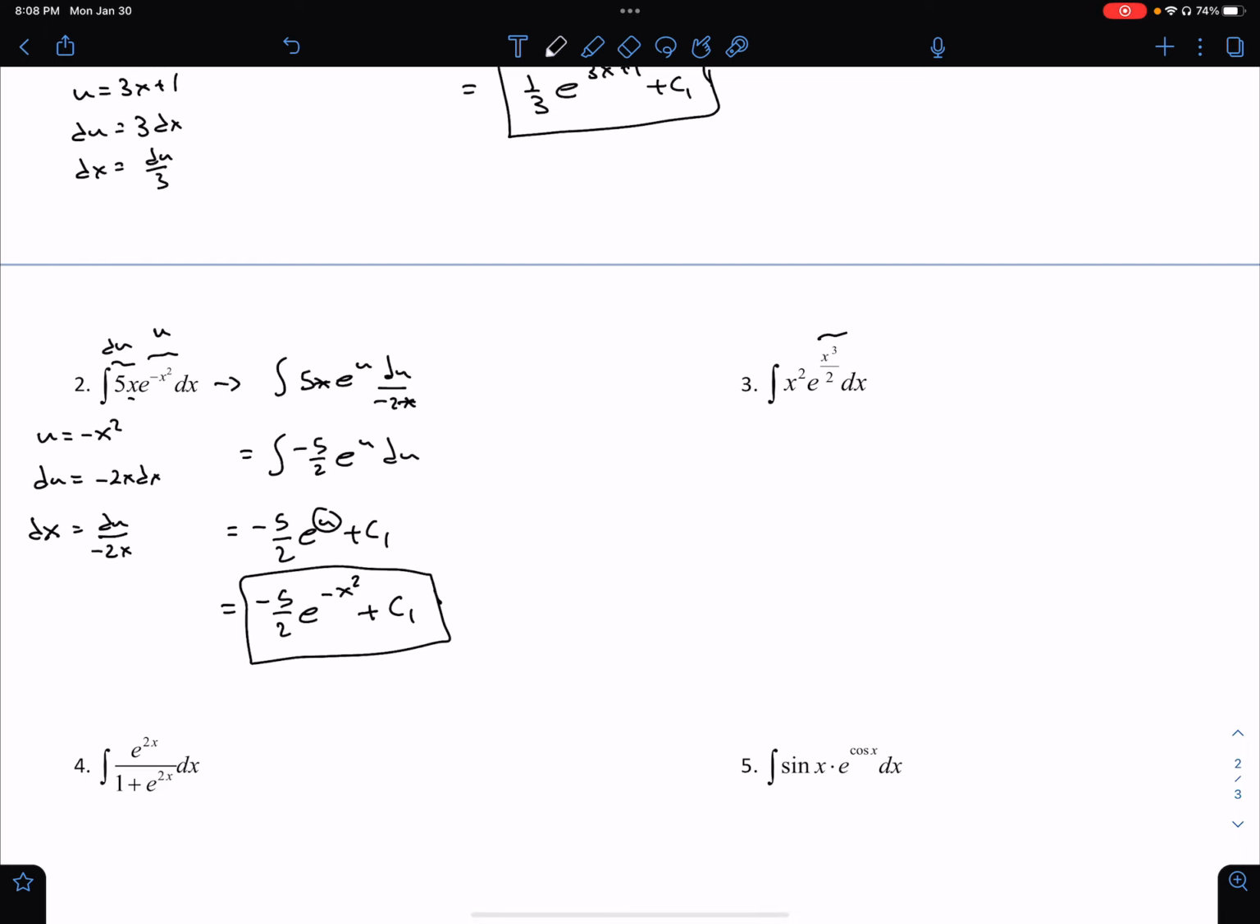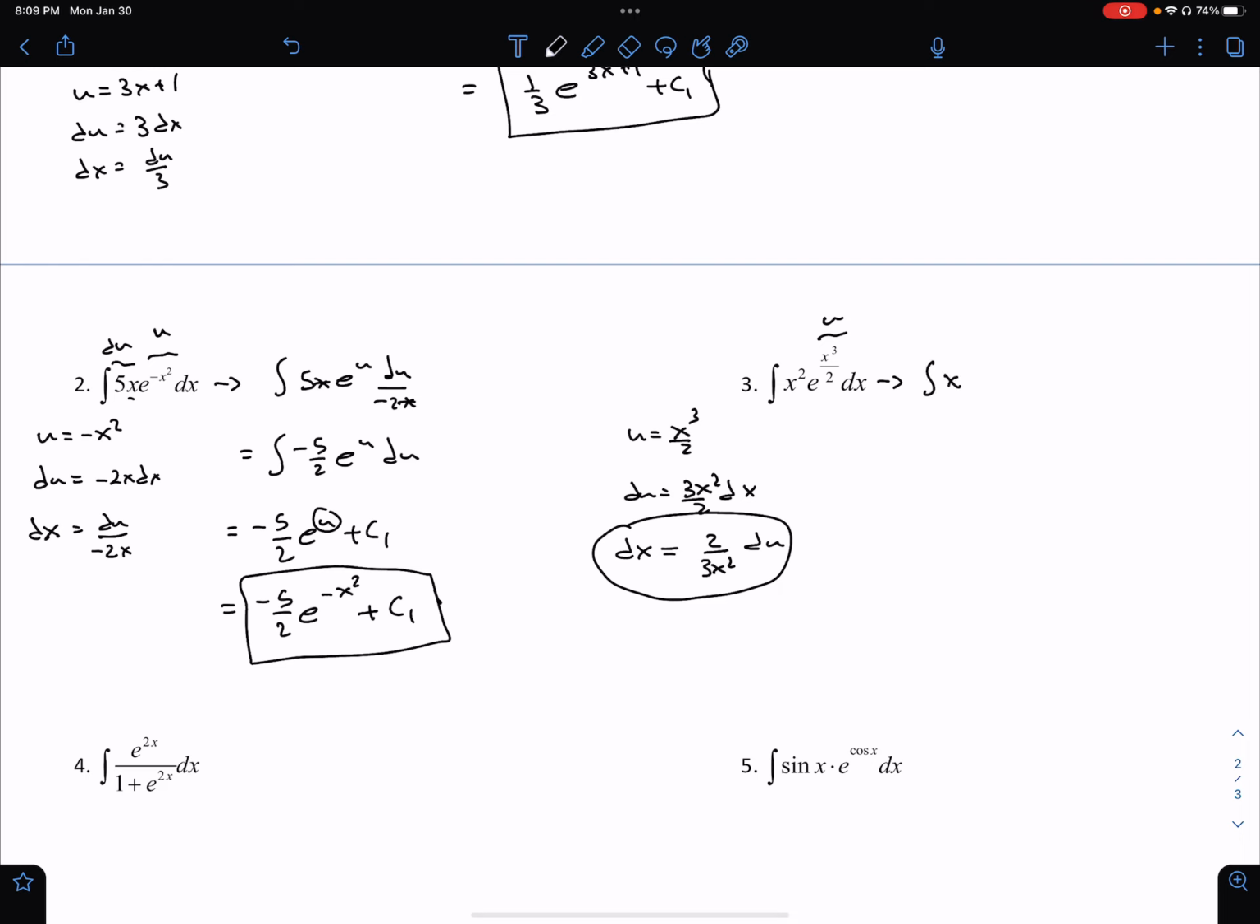So pause it and try number 3. Our u here will be this x cubed. And I'm going to go ahead and do it, and so you can pause it and come back to the video. If we let u equal this x cubed over 2, the derivative would be 3x squared over 2 dx. So we would get dx equals, now when I multiply, we're going to get this du, but I'm going to invert and multiply everything here. So this becomes 2 over 3x squared, and that's really what we want.